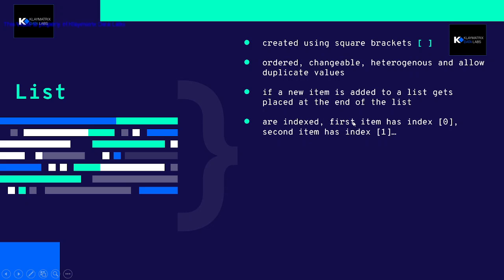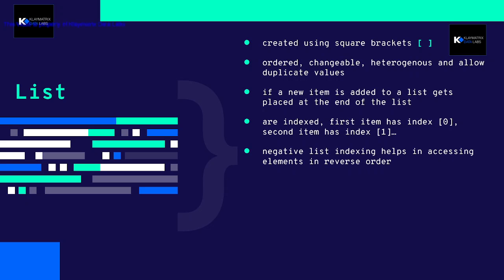They are indexed, which means the first item is represented with the index 0, the second with index 1, and so on and so forth. These indexes are used to slice or take out a chunk of information from this list, which is also known as slicing, which we will cover in the next few minutes. We also have negative list indexing, like we have here 0 and 1, which are positive indexing. Negative indexing helps in accessing elements in reverse order, which means -1 would be the last element, -2 the second last element, and so on and so forth.